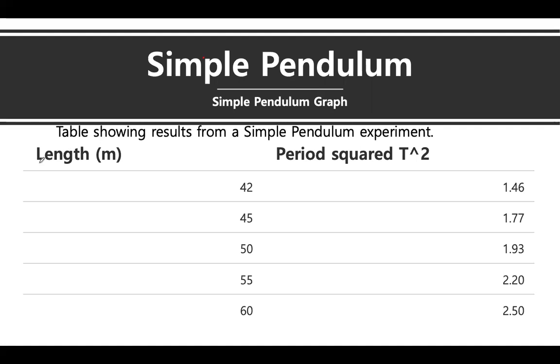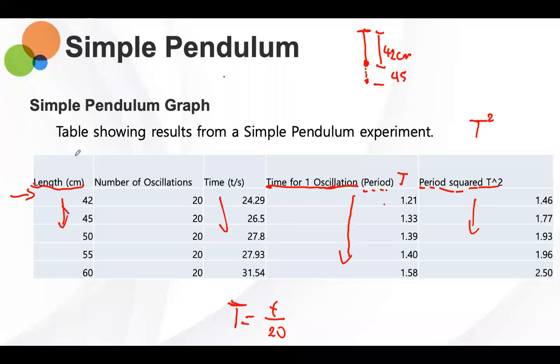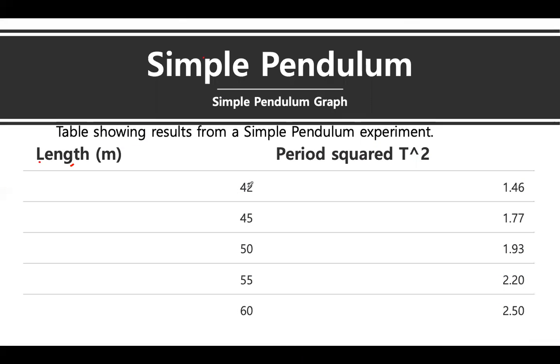Alright, so we have our length. As I said, this is the same data from this table. Same data, nothing changes. So 42, 1.46. Nothing changes. As we can see, as our length increases, the period squared also increases. So we'll go now and attempt plotting a graph. We're going to try and plot this graph now.